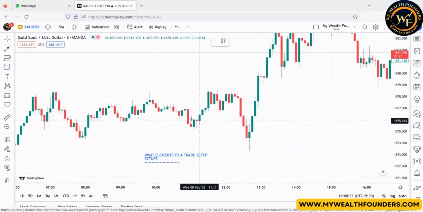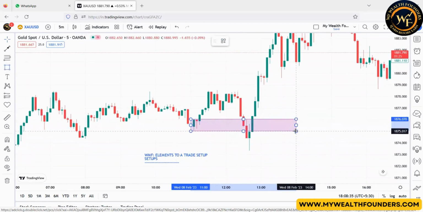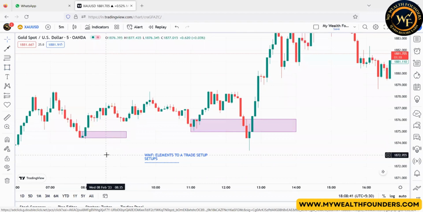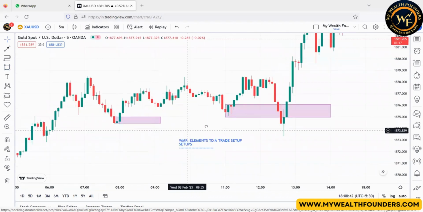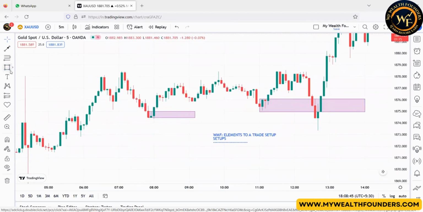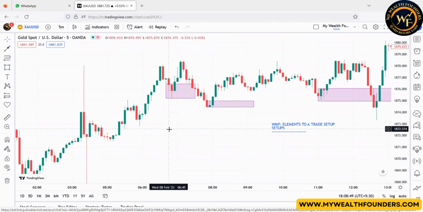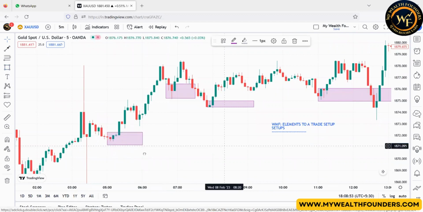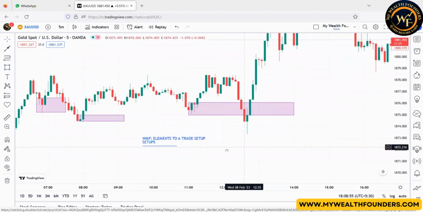So if you guys know how to work with order blocks, fine. This is possibly one order block over here. Fine. This is possibly another order block over here. Fine. And I'll tell you this is also one order block over here. Fine. This is the bullish order block over here. Fine. And this is also one order block over here, right? So these are the bullish order blocks we can figure out.